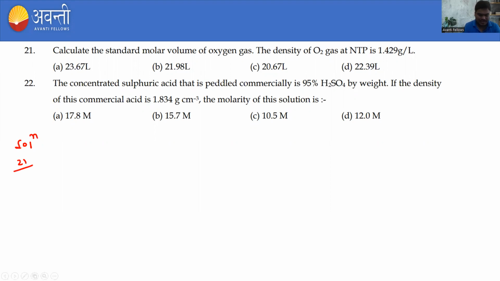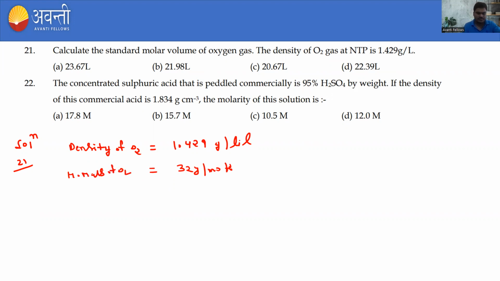Question 21. The density of O2 is given, and it is equal to 1.429 gram per liter. So can you calculate the mole of O2? We can actually calculate it because density is given. By using density, we can calculate the mass. Since this is O2, the molecular mass is 32 gram per mole.